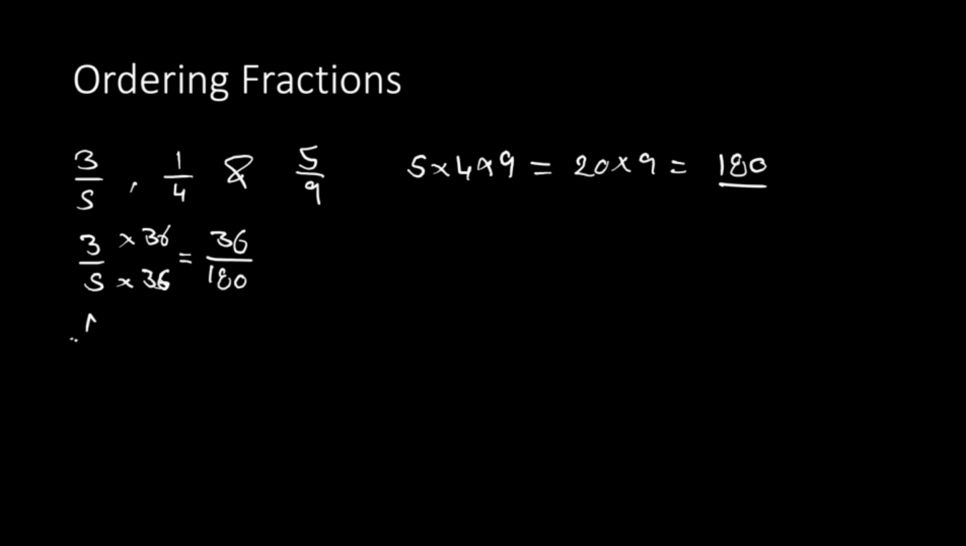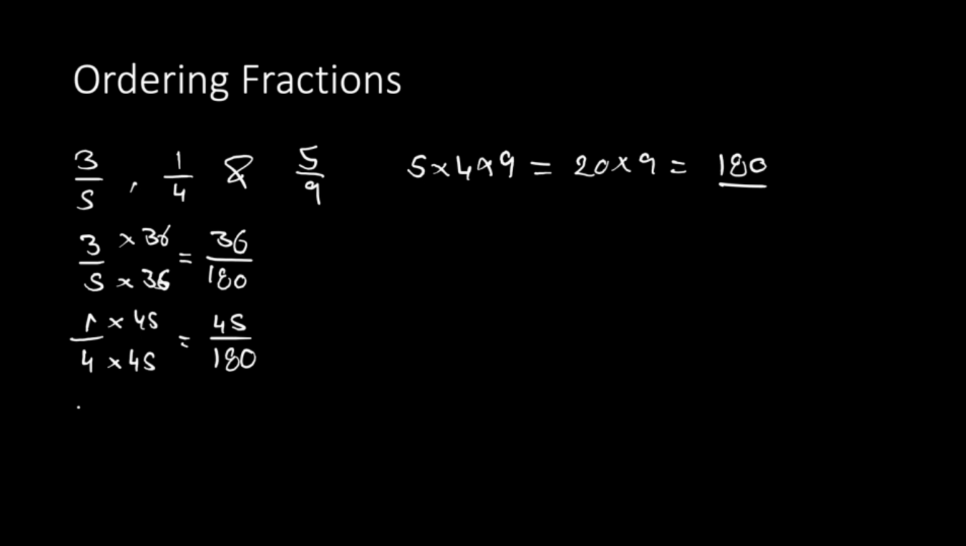Do the same for 1 over 4. So 4 times what would give you 180? 45. So you do 1 times 45 as well. So this would give you 45 over 180.